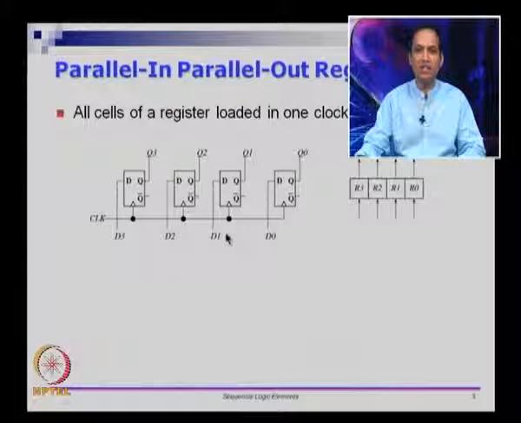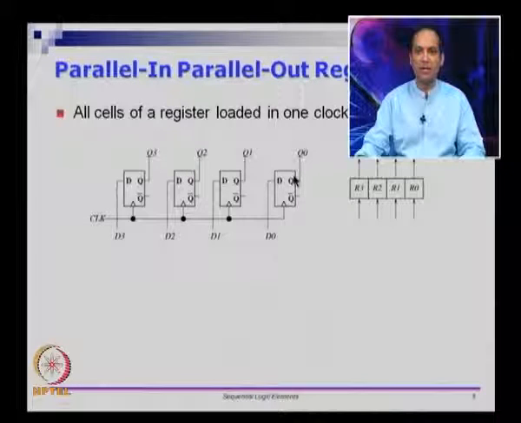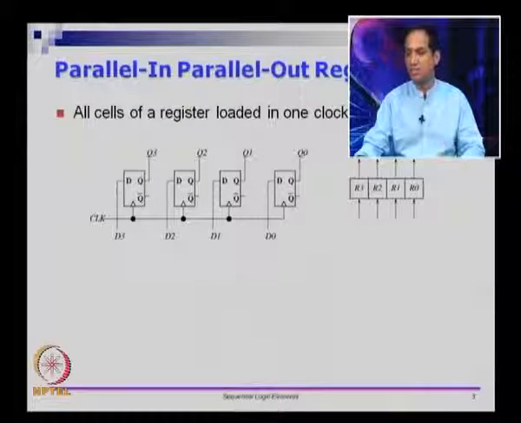This is why it is called a parallel in, parallel out register. You can see that all the data inputs are coming in parallel at the same time, and all the flip-flop outputs can be read simultaneously. All these bits Q3, Q2, Q1, Q0 can be observed simultaneously. So this is called a parallel in, parallel out register. Many times we will just say that this is called a register itself.